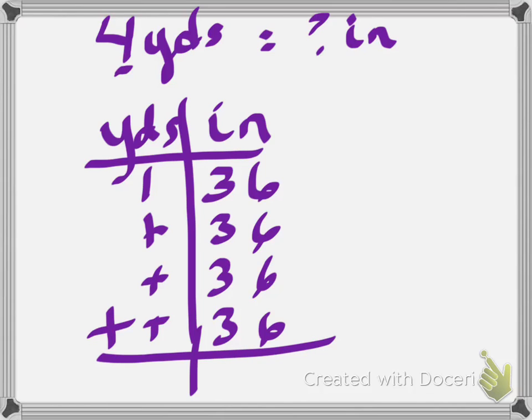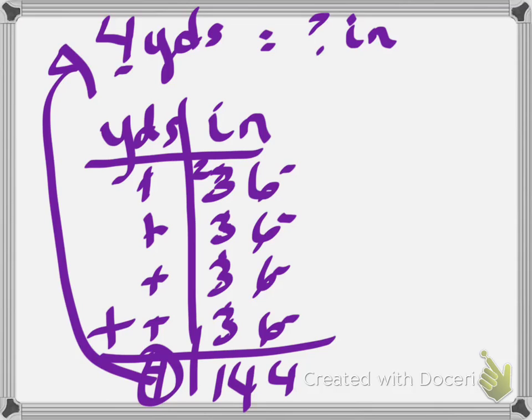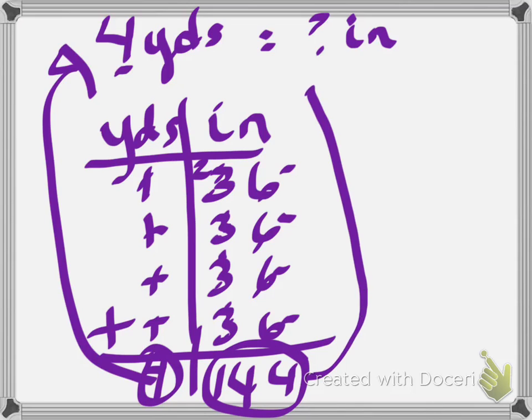We have 1, 2, 3, 4 yards. And then we have 1, 2, 3, 4 sixes. 4 groups of 6 is 24. And then we have 1, 2, 3, 4, 5, 6, 7, 8, 9, 10, 11, 12, 13, 14. So our answer is 4 yards equals 144 inches. If you got that one right, give yourself a pat on the back.